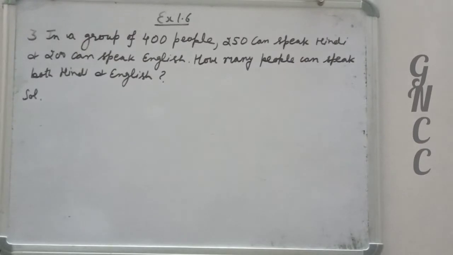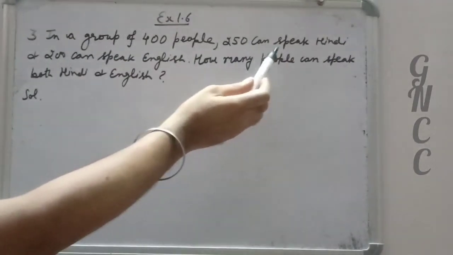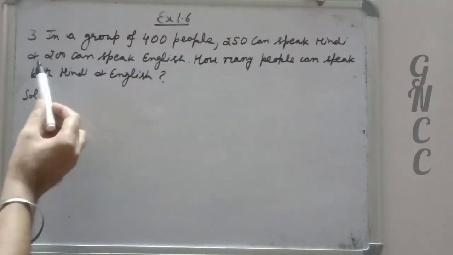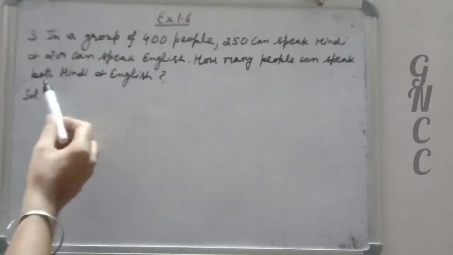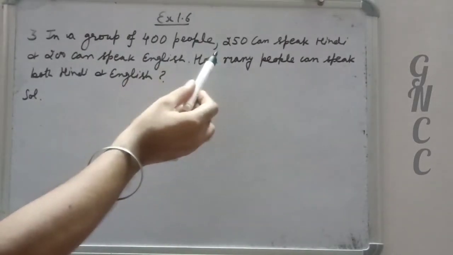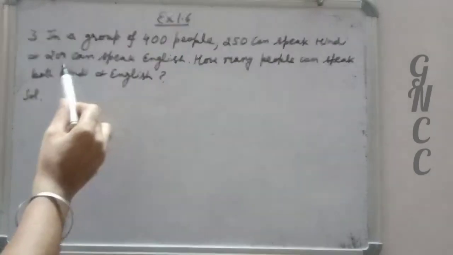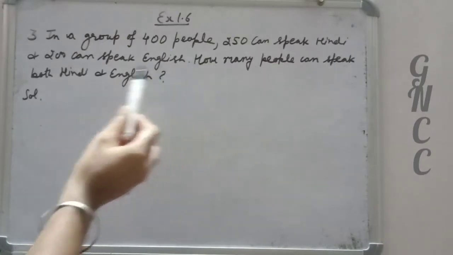Third question is, in a group of 400 people, 250 can speak Hindi and 200 can speak English. How many people can speak both Hindi and English? तो 400 टोटल हैं, 250 हिंदी बोल सकते हैं, 200 इंग्लिश बोल सकते हैं. We have to find how many people can speak both Hindi and English.